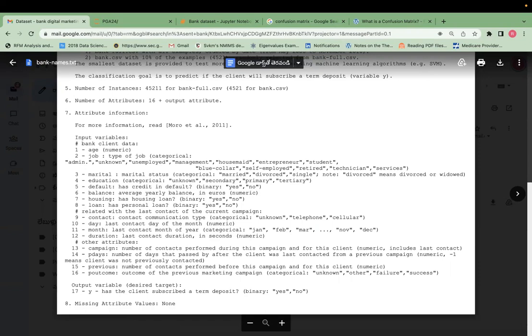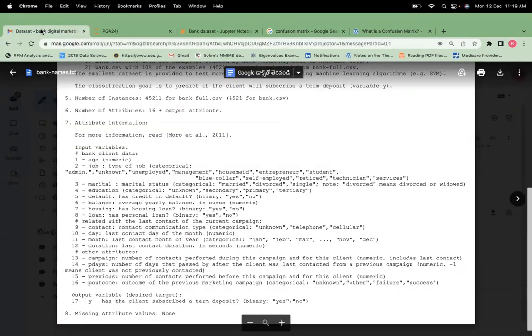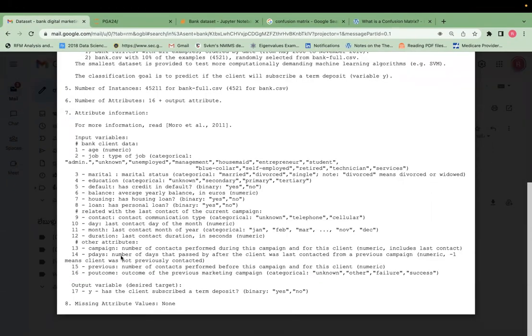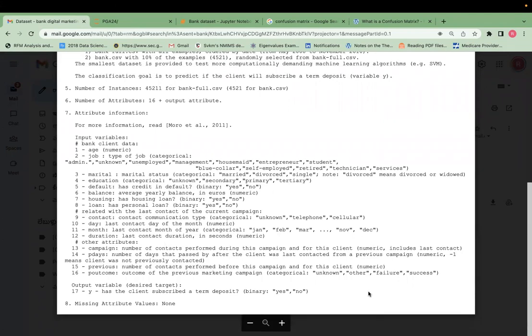contacts, it's a numeric variable. P outcome is a categorical variable. P days is numeric. So day is also numeric. I think there is no categorical among the numeric ones. It's given clearly. Read the data description. Number of contacts performed during this campaign is numeric data. I have sent this file along with the data file also. You can look at the text file. So the numeric data does not have any categorical variables.